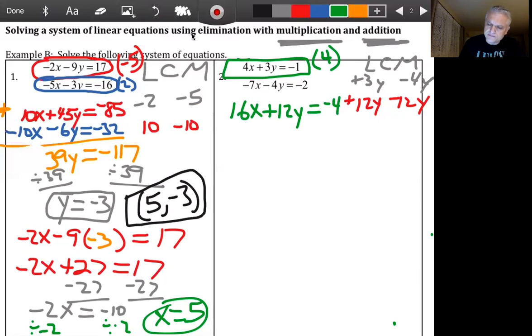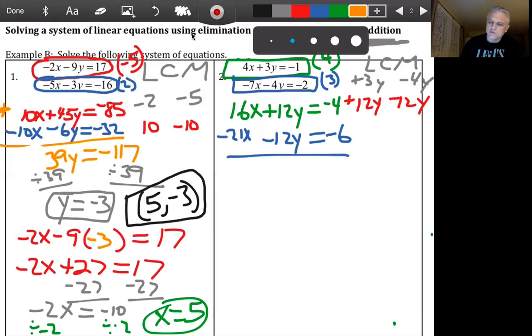Okay, let's do the same thing with the second equation. I want that minus 4y to become a minus 12y. Okay, so in order to have that minus 12y, what do I have to multiply minus 4y by? Hopefully you're saying 3. So 3 times the second equation will give us that minus 12y. Okay, now let's find the other two terms. So 3 times negative 7x will give you negative 21x. Bring your equals. 3 times negative 2 is negative 6.